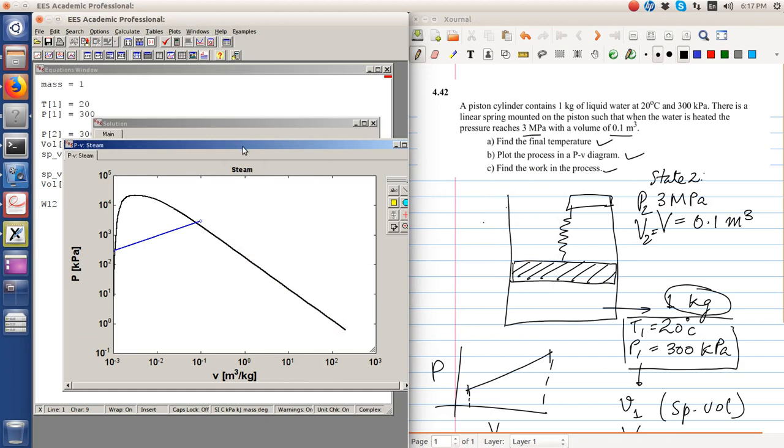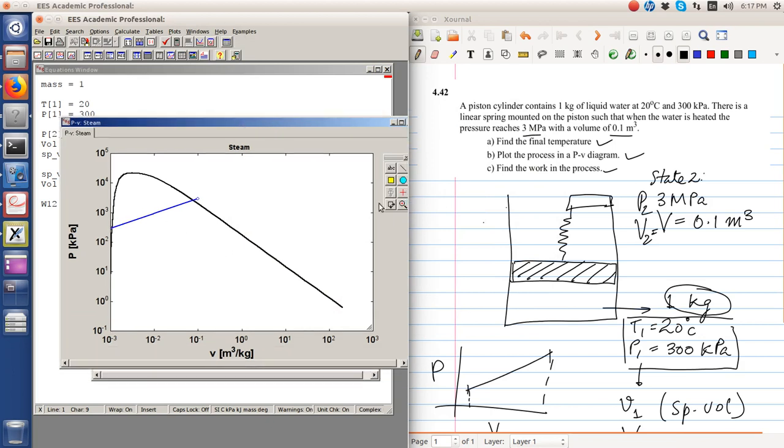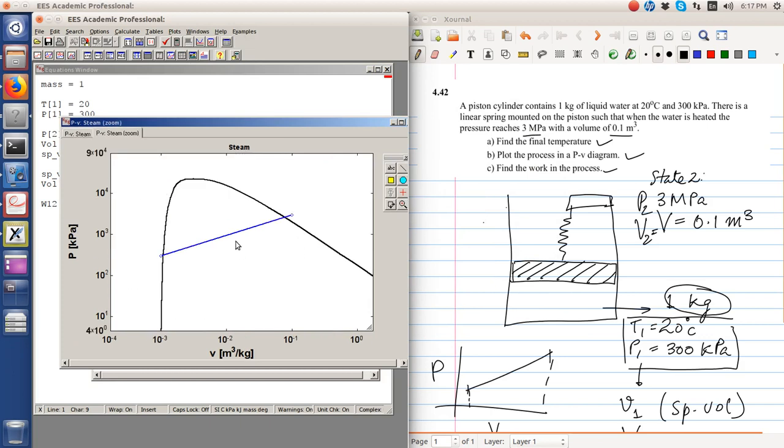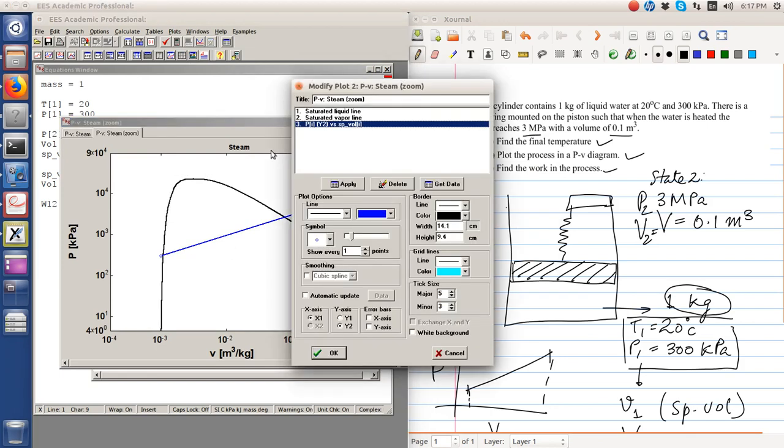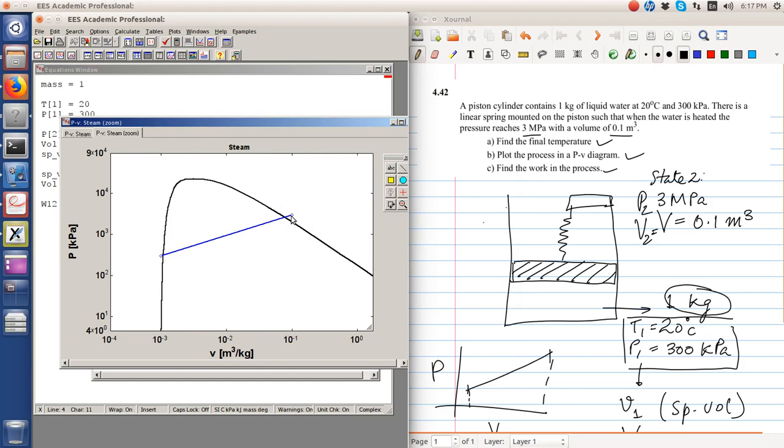There you go. The process happens to be a straight line connecting the 2 points. Evidently the first point is subcooled liquid, and the second point is superheated vapor. The pressure has gone linearly as a function of the volume, because we had a linear spring attached to the problem. I hope this problem is clear.